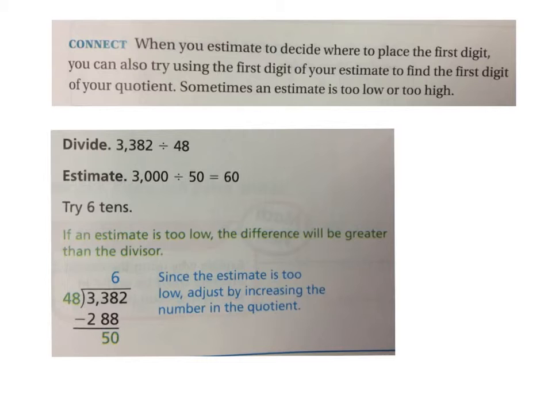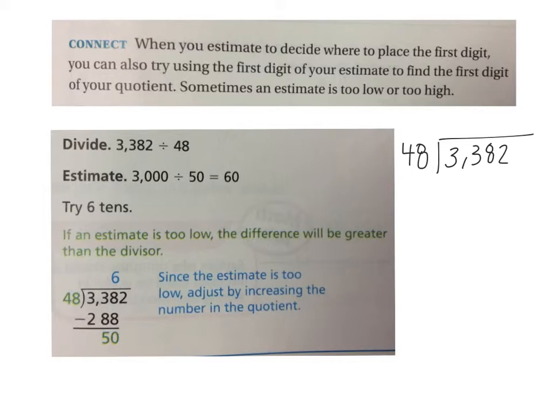So again, the problem is 3,382 divided by 48. Remember back in chapter like 2.1 or 2.2, we talked about how we could estimate to find out where to place the first digit of the quotient? Remember how a couple chapters ago we talked about estimating to find a low estimate and a high estimate? So let's go back and use those estimating skills.